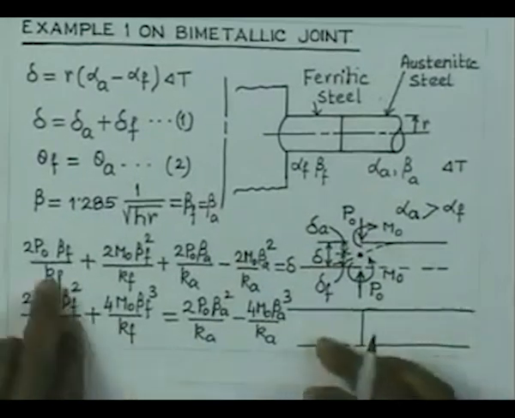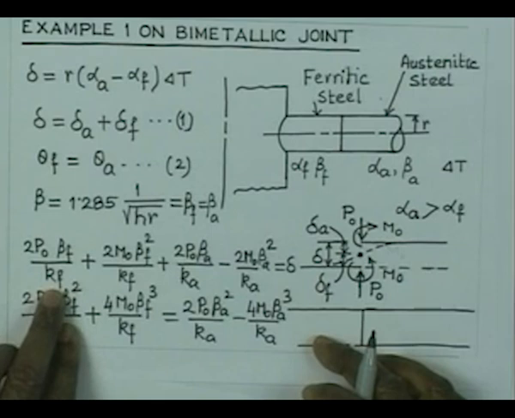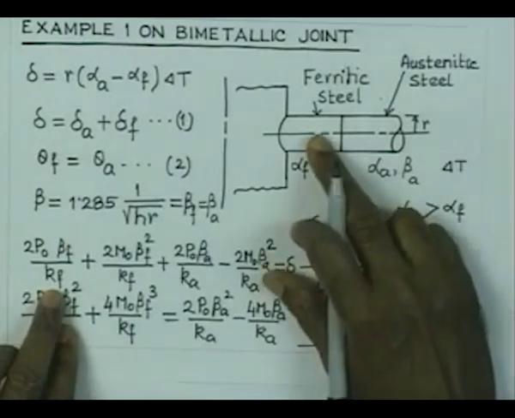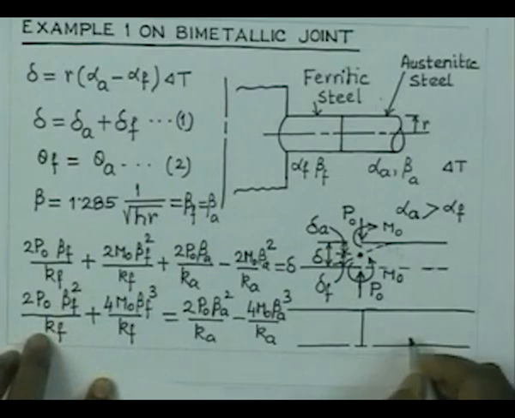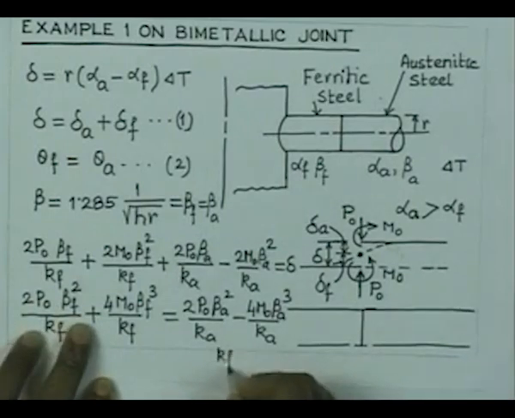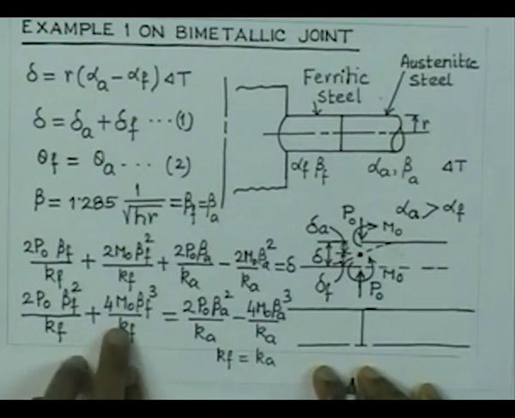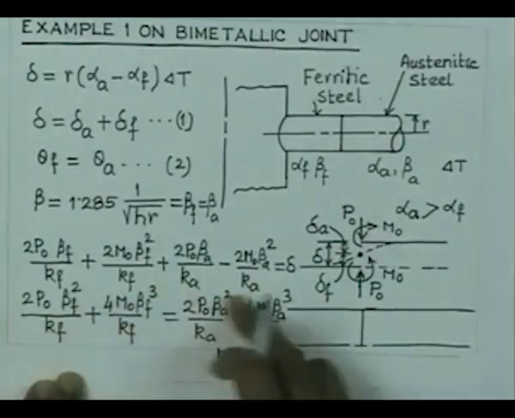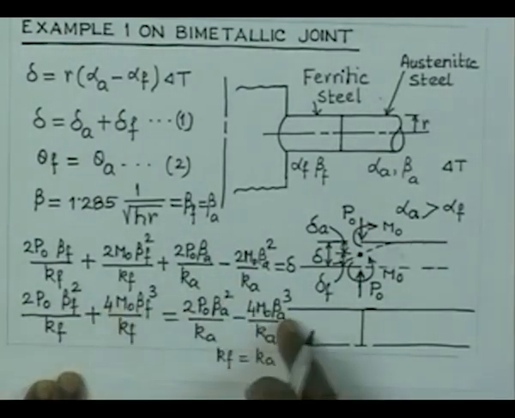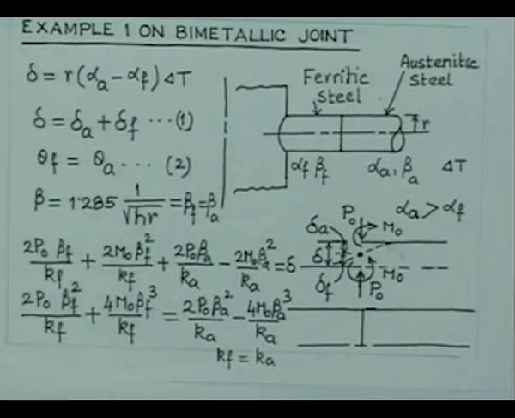Now, look at this, what is Kf? Kf is nothing but EH by R square. H and R are the same, E is the modulus of elasticity of the material, and E for ferritic steel and austenitic steel are the same, therefore we can take Kf equal to Ka. So, that one simplification is possible. We have already got beta F equal to beta A, so herein we find that these two terms are equal, they cancel, and therefore finally from this equation what you get is that M0 equal to 0.